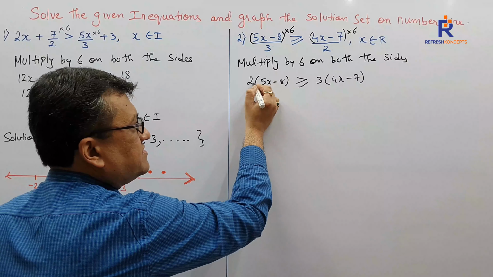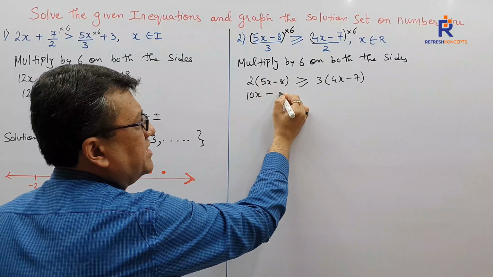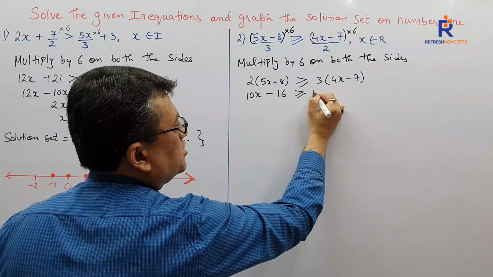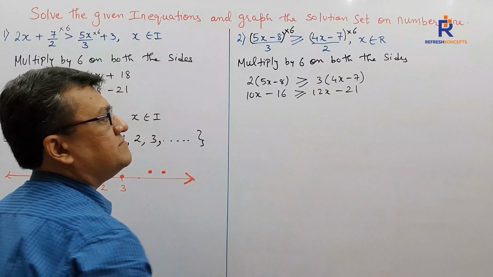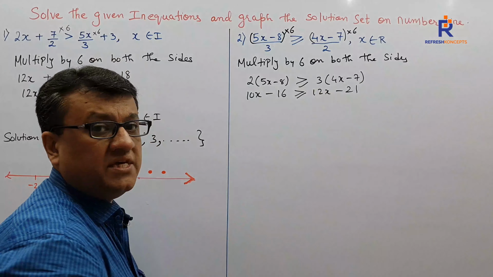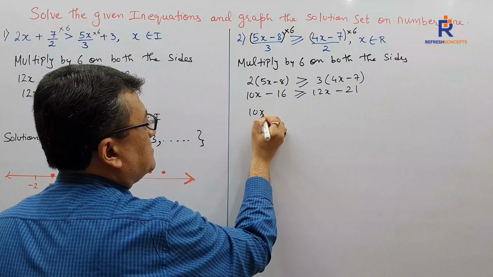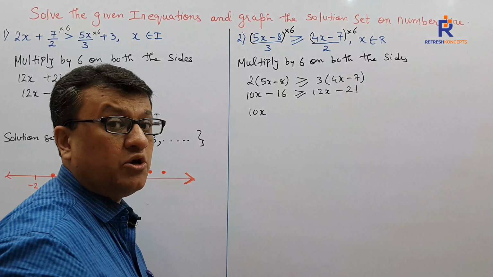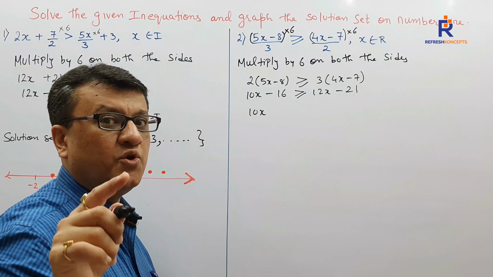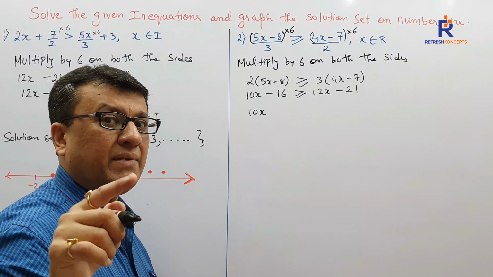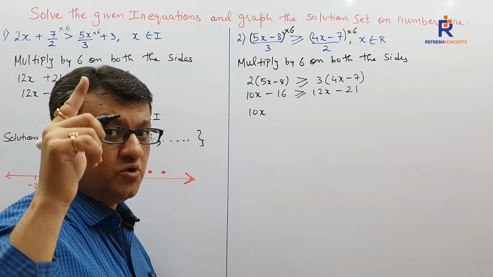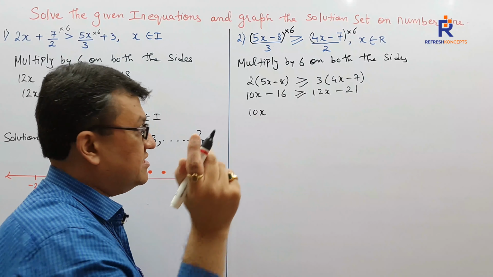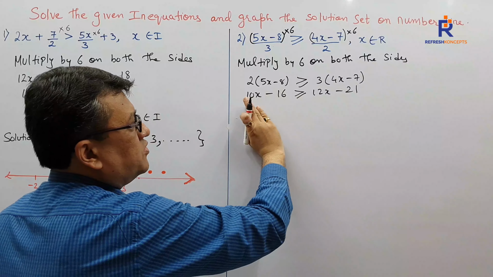Now, open down the brackets. 10x - 16 greater than or equal to 12x - 21. Variables on one side, constants on the other side. 10x - 12x, or you can shift this 10x over there in order to avoid the minus sign. As we know, in inequality, when we multiply by a negative number, refresh your concepts, go to basics, follow the rules. When we multiply by a minus sign, the sign of inequality changes. In order to avoid all this, you can shift this 10x over here.